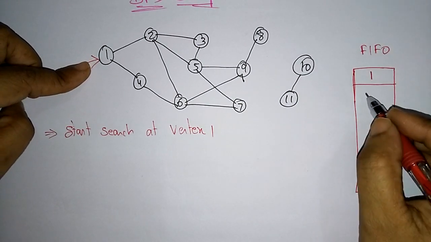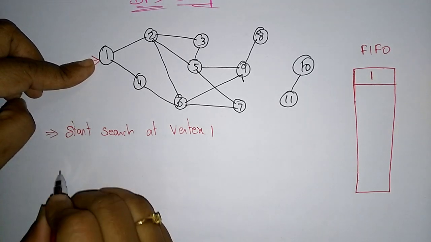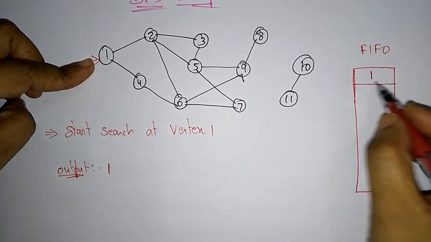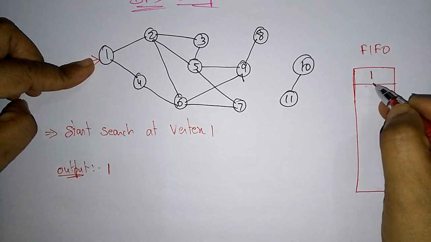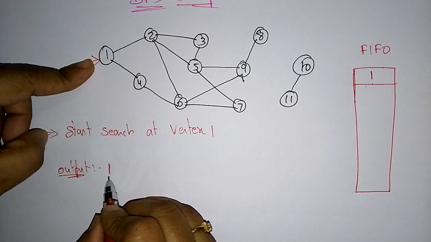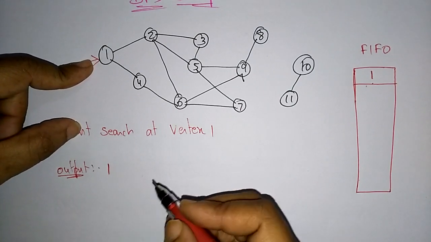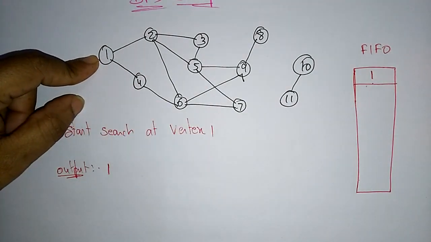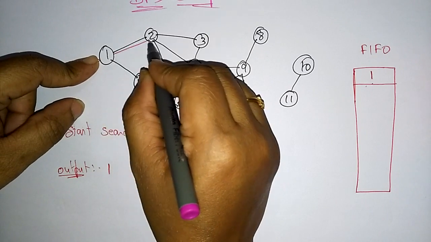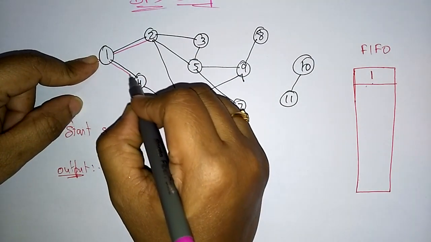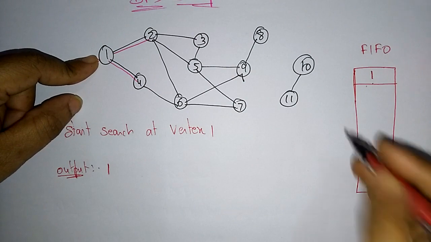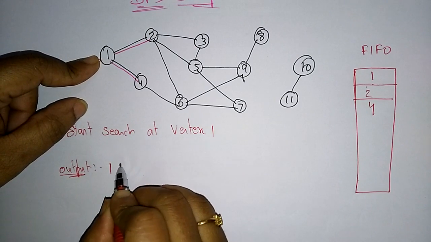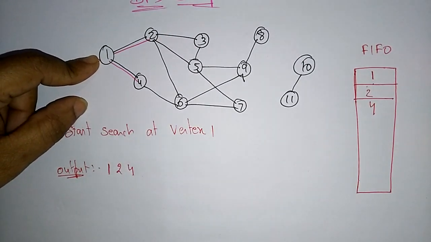This is a queue. So at 1, what are the adjacent values? Whatever value is entering the queue has to be visited, and the visited value should be placed in the output. So what are the adjacent values for 1? The adjacent values are 2 and 4. So just place the values 2 and 4 in the queue and write them in the output: 2, 4.